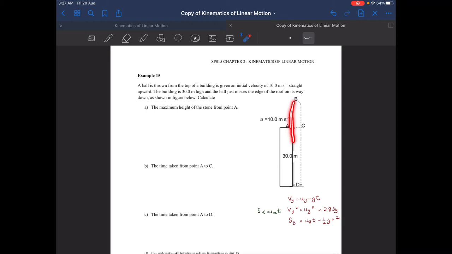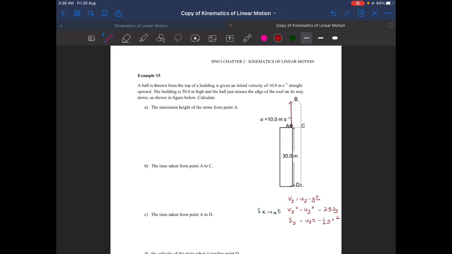And then, that's how it comes down. Okay. As shown in the figure. So, the question asks for the maximum height of the stone from point A. So, it means they want the value of the maximum height here, obviously. So, they want to know what SY is here.